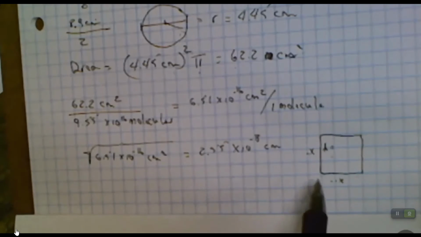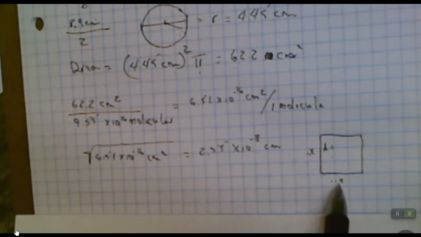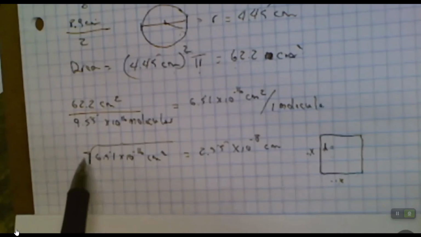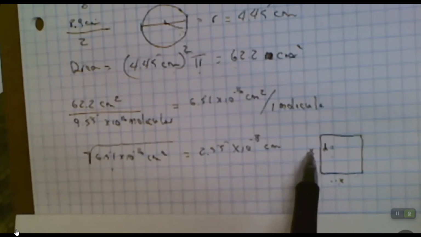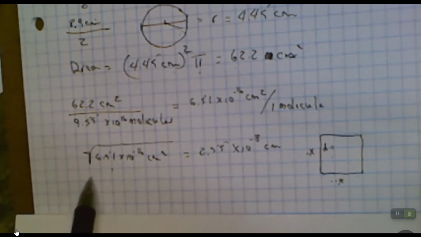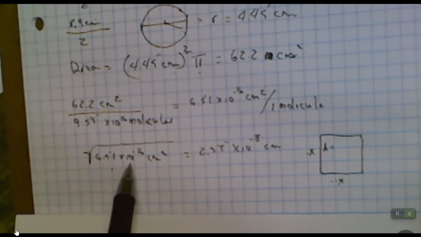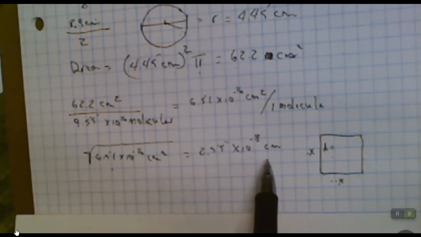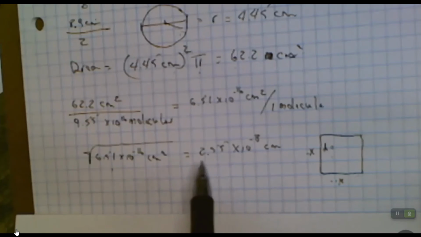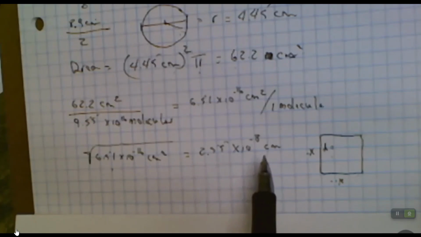If I want to calculate just the length of one of the sides, because it's a square and they're equal, I can take the square root of that area, and that will give me the length of those sides. So the square root of 6.51 times 10 to the negative 16 is 2.55 times 10 to the negative 8 centimeters. And that right there is the goal of our lab. We wanted to estimate the width of a sodium stearate molecule.